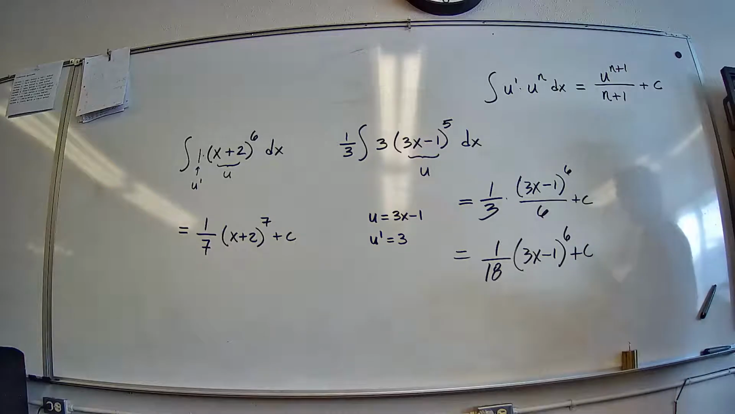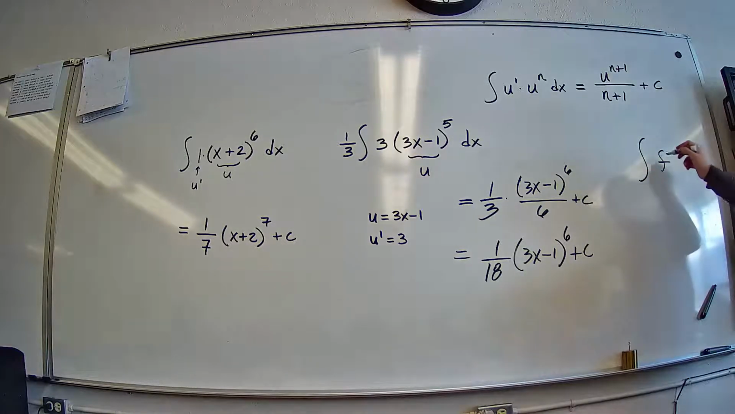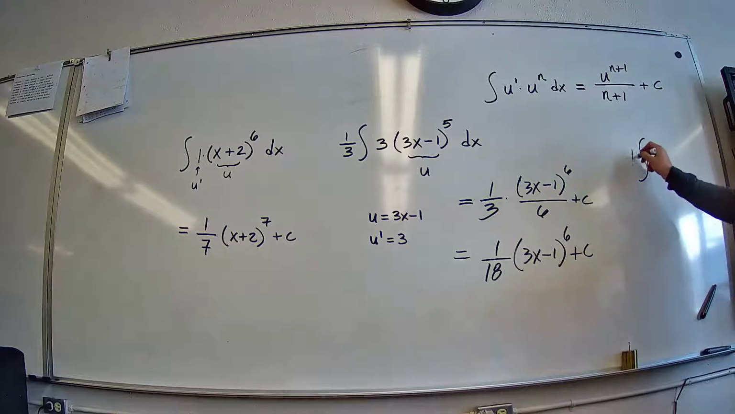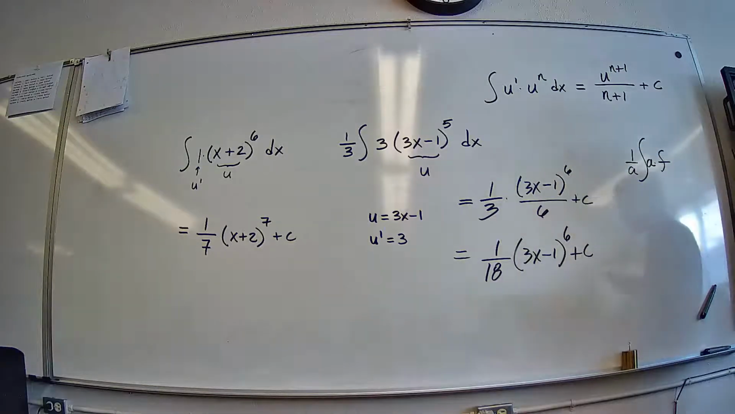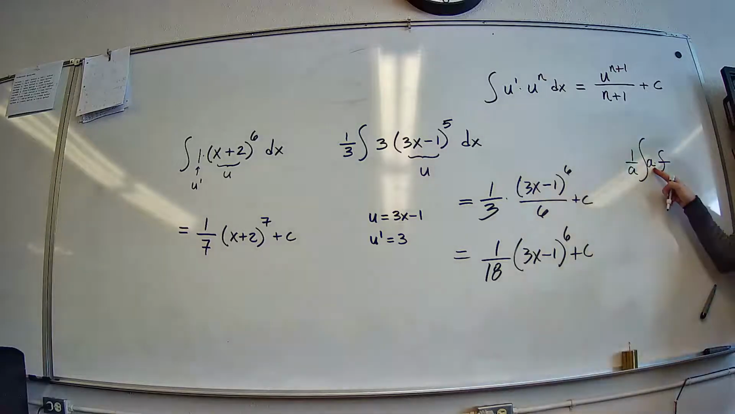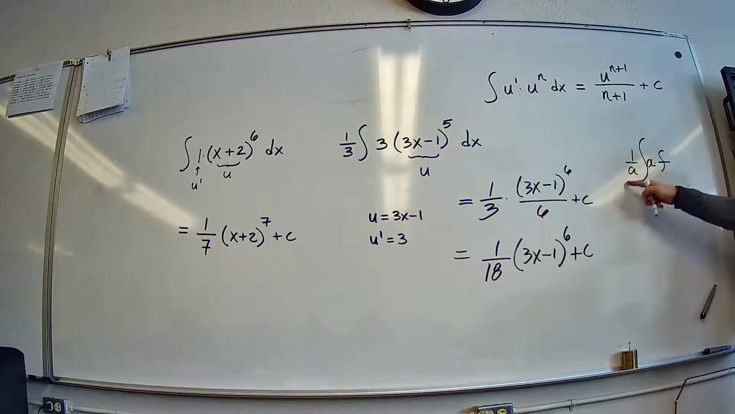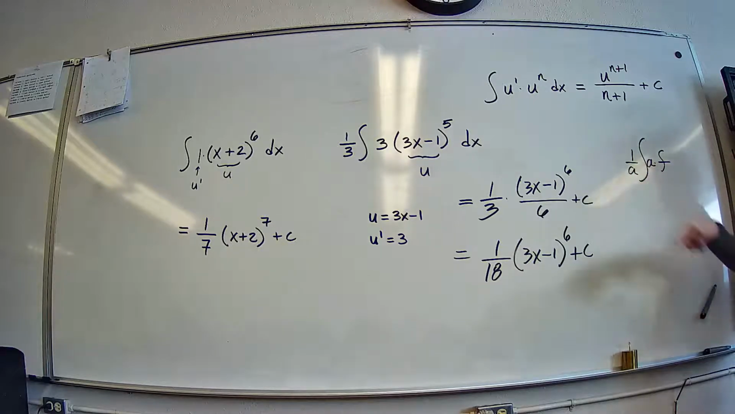So the rule is this: if you have any function that lives inside here, you can multiply by a constant and divide by that constant. As long as that's a constant, that is 100% legal. But the thing you're multiplying by cannot have any x's in it. The rule is you can multiply and divide by any number you want. You cannot multiply by x and then divide by x. That would be illegal.